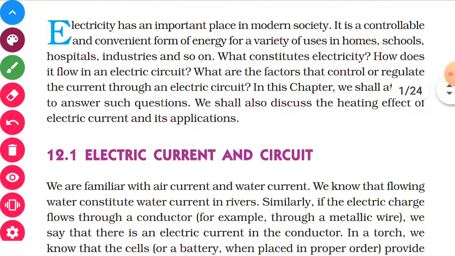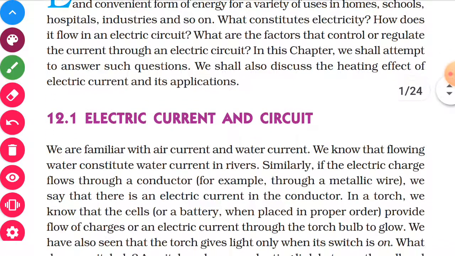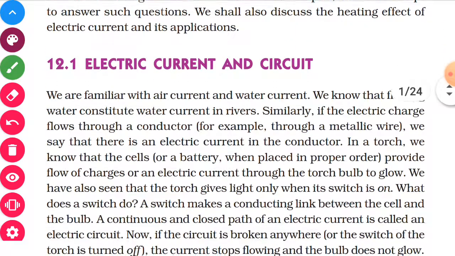Okay, how does it flow? What constitutes the electricity? How does it flow? What is electric current? What are the factors that control or regulate the current through an electric circuit? How is the current regulated in the circuit? How can we control it? Or rather, more current should not pass. For that, what should be done? Okay. So in this chapter, we are going to study and answer all these questions.